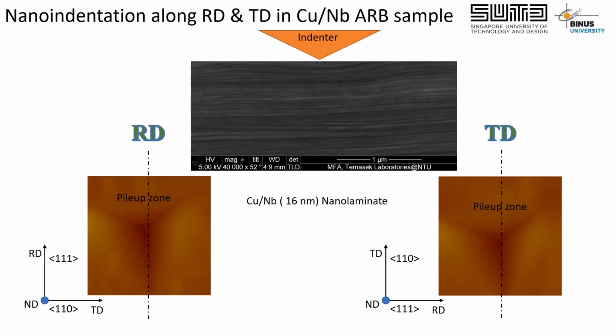axes, there are three axes in the Berkovich indenter, but one of them is aligned to the RD direction of the sample, and the other is aligned to the TD direction of the sample. Thus, the deformation is dominated on the direction of the RD here, and here the deformation is mainly on the TD direction.